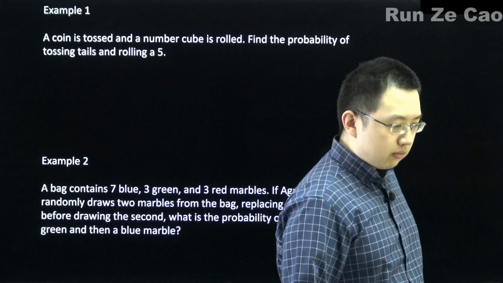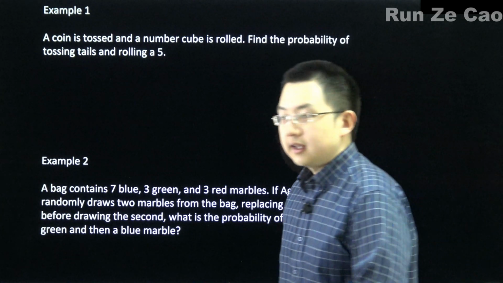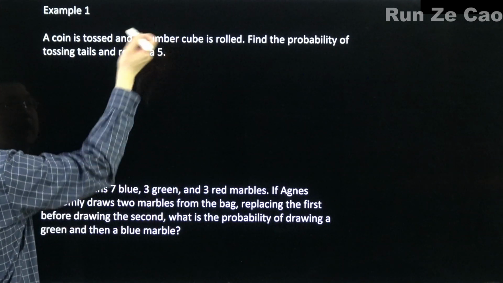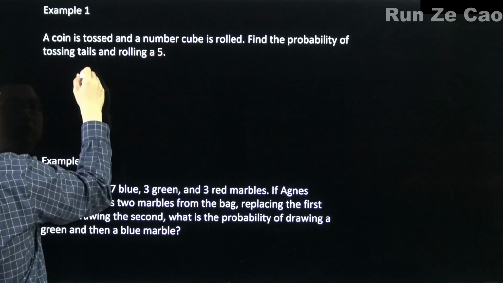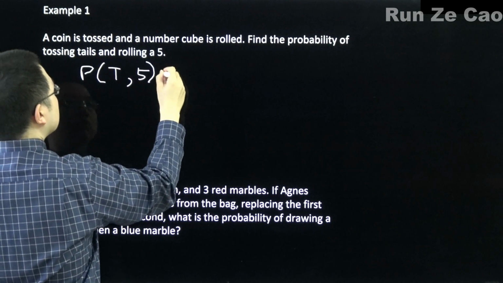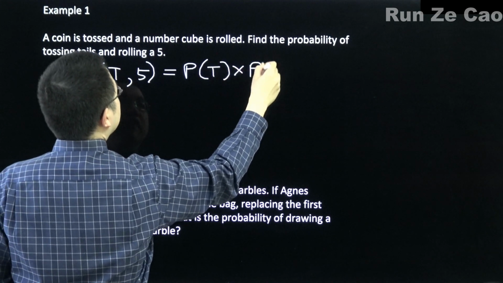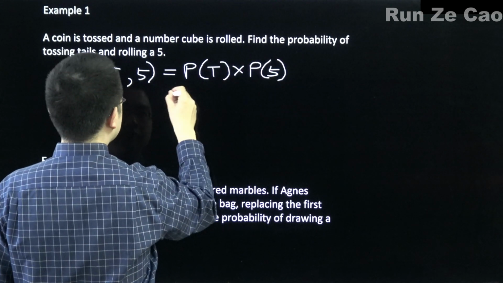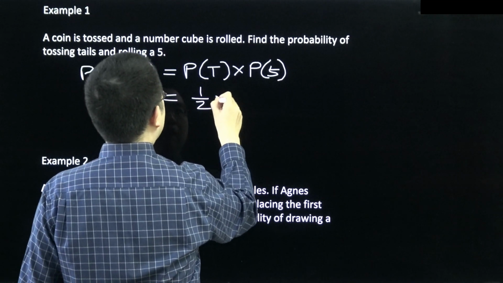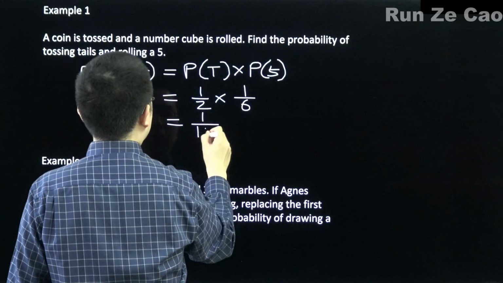Now let's say we have a coin toss and a roll of a number cube. Find the probability of tossing tails and rolling a 5. So this would be probability of T5, which is equal to probability of tails times probability of 5, because these are independent events. This would be 1/2 times 1/6, which is equal to 1/12.